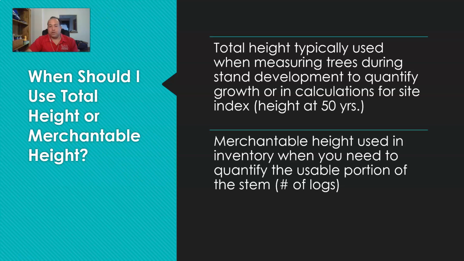Whereas your merchantable height is used much more, and used specifically in inventory, when you're trying to quantify the usable portion of the stem. So when you're much more interested in logs and the type of product, that was the word I was looking for, the type of product that you're interested in terms of the tree that you're cutting down.